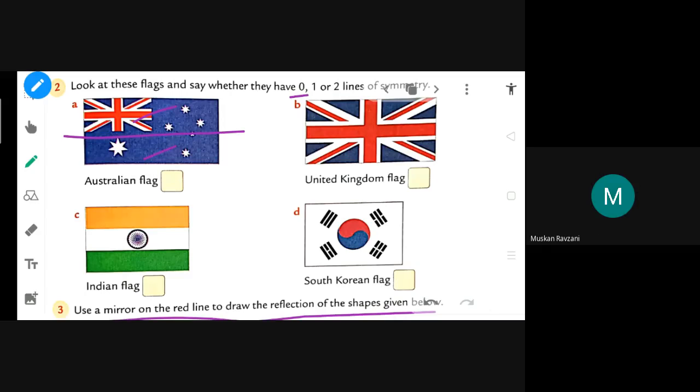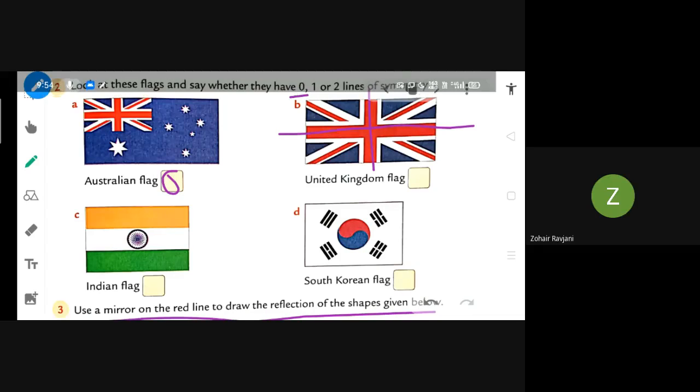No, ma'am, it's different. Ma'am, the design outside is different. Ma'am, I don't understand how to do this. You have to draw a line and you have to think: are both the same, upside and downside? No, ma'am. Ma'am, can we divide the Indian flag and the United Kingdom flag and the South Korean flag? No, ma'am, it means that it has 0 lines. That's why zero.